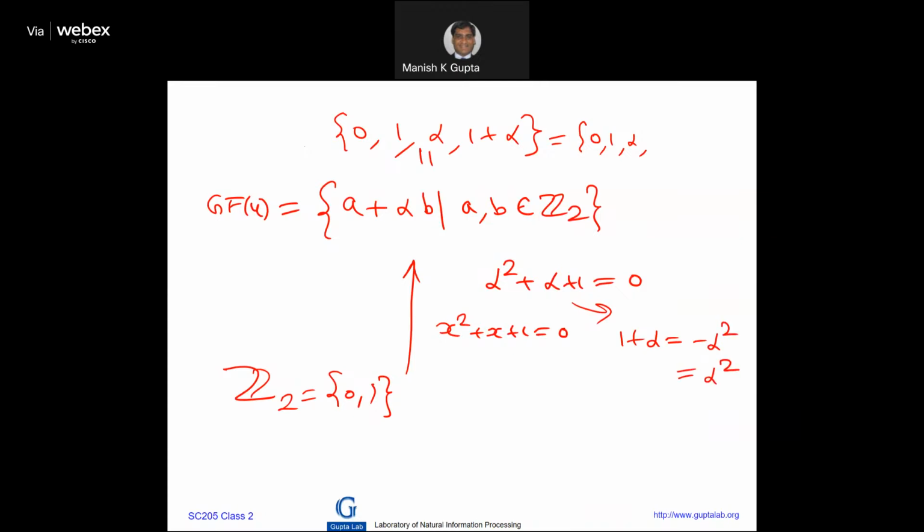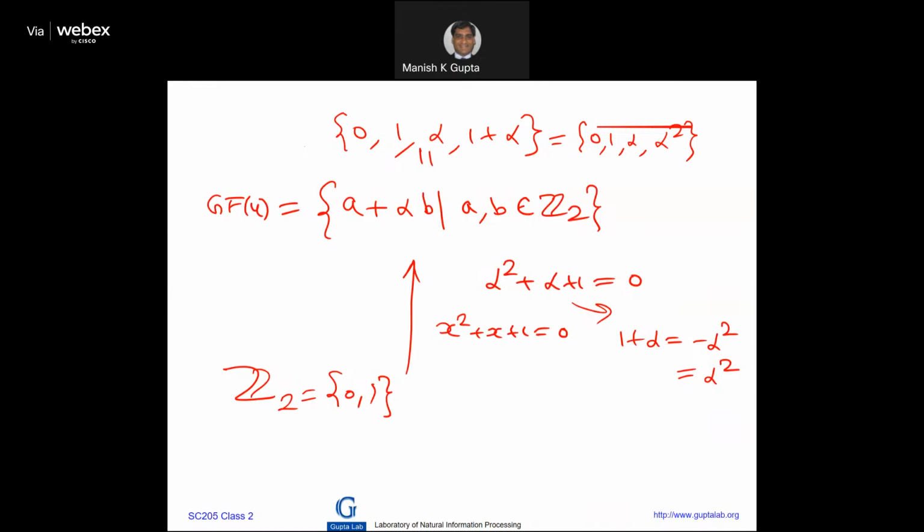0, 1, alpha. And you see from here, 1 plus alpha is the same thing as minus alpha square, which is the same thing as alpha square. Why? Because 1 is the same thing as minus 1. We are on ground field Z2, so the coefficients A and B are always over Z2. Whenever we do any operation, we need to worry about the Z2 operations. So minus alpha square is the same as alpha square, because minus 1 is the same as plus 1 modulo 2. See the first beauty? Basically 1 plus alpha is equal to alpha square.